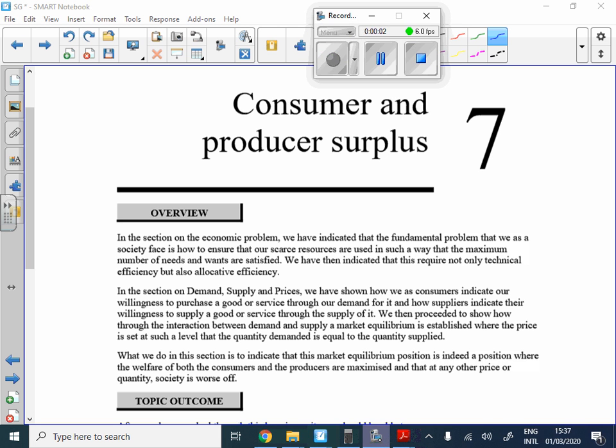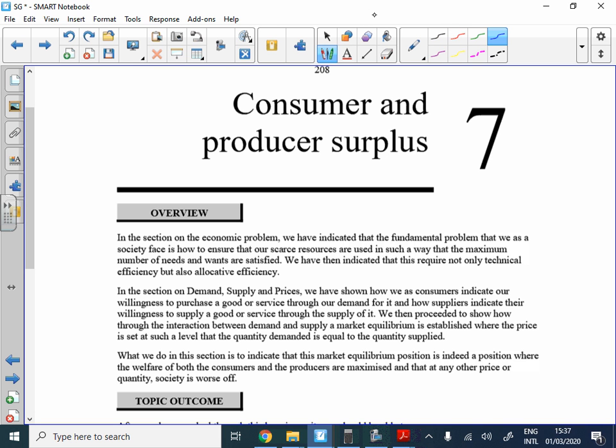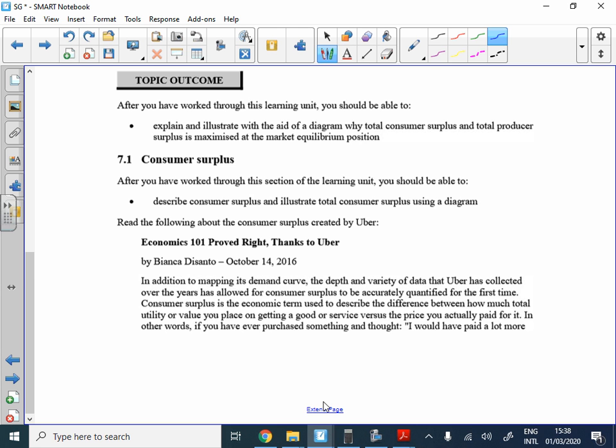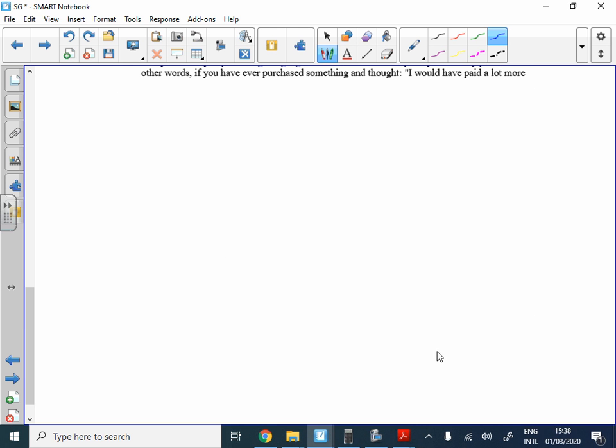So learning unit 7 is consumer and producer surplus, right? I would say it's one of the easier ones. Not even easier, easiest maybe, because there's really nothing much to explain when it comes to this part. I think I could summarize all of it with just one diagram, and then maybe we can explain it and see what they say in terms of your notes.